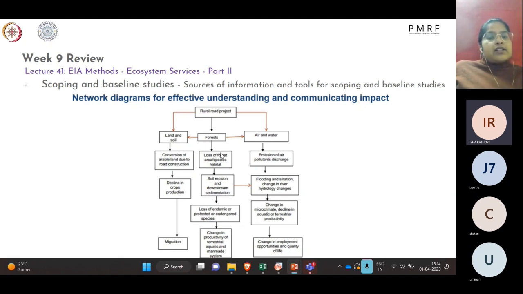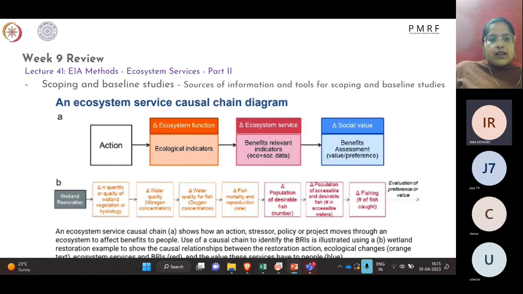So again, you need to form these links between the ecosystem type, the ecosystem service which is getting affected, the beneficiaries, and the potential impact on the beneficiaries. So you need to make that connection in terms of understanding how your project is going to affect these ecosystem services and their beneficiaries in your scoping studies.